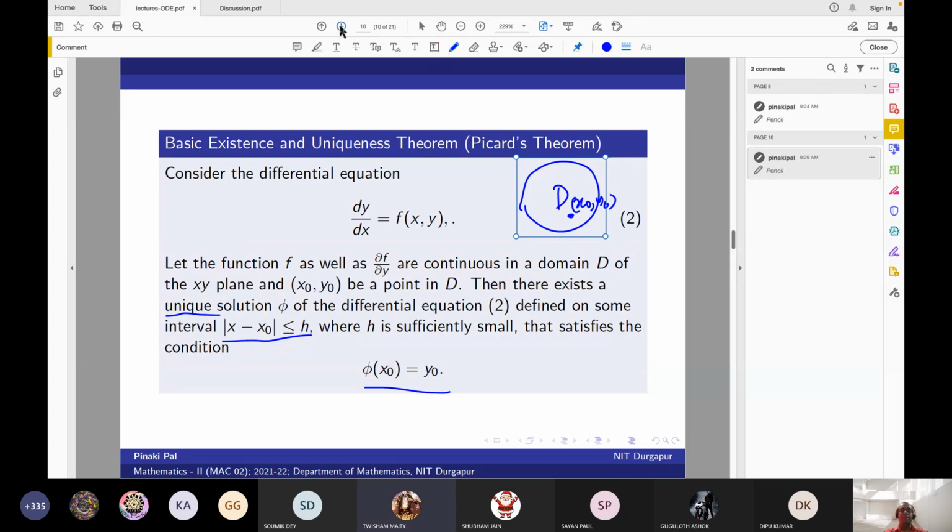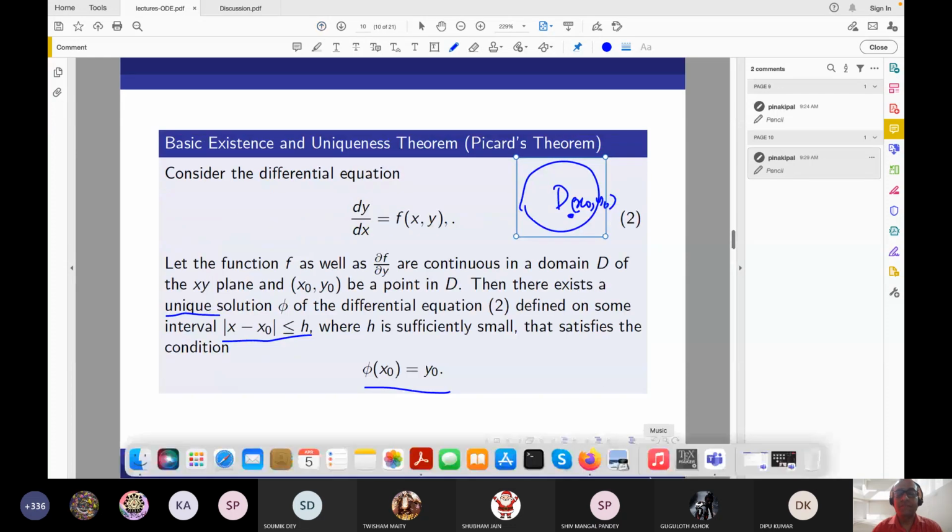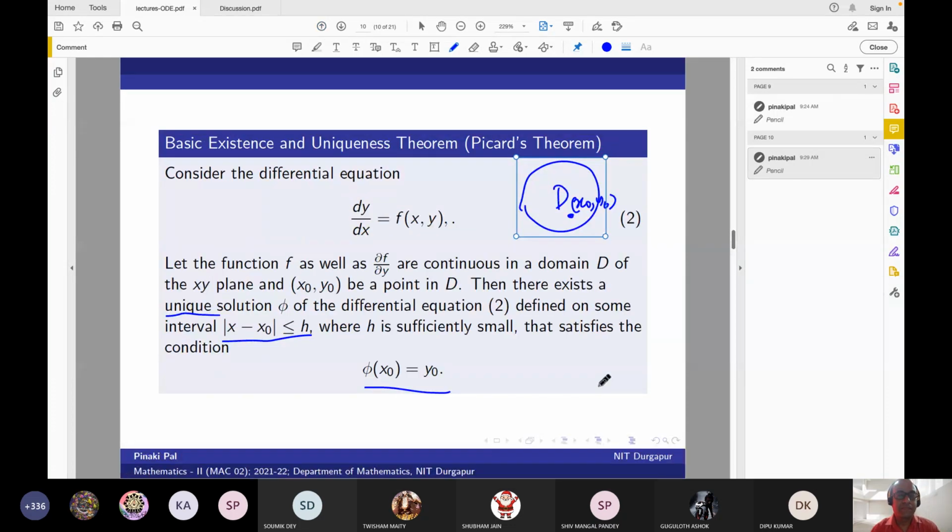Can you show it with an example if possible? Yes, I have examples. Immediately it will follow with examples. Consider the first example, dy/dx = x² + y². Can you go to the previous page, sir? Thank you, sir.